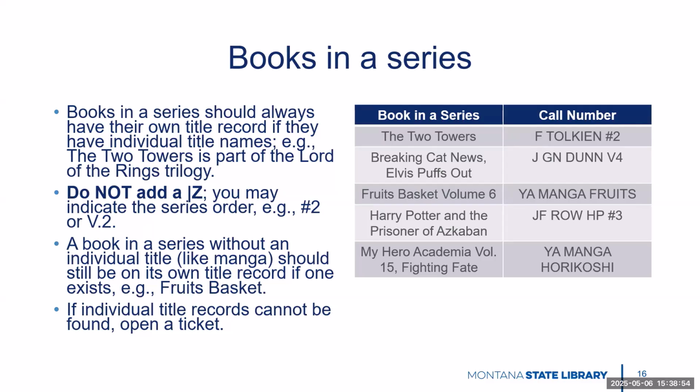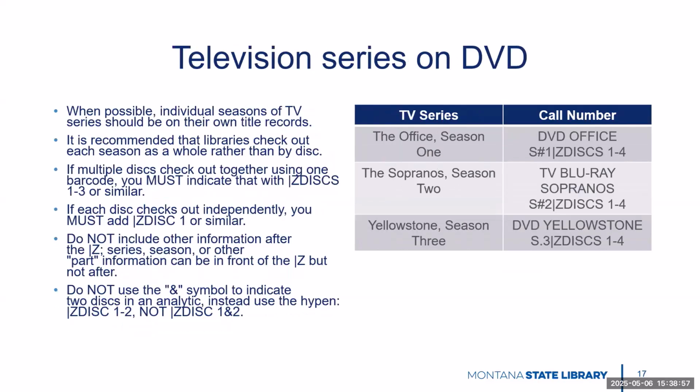Okay. And finally, television series on DVD. If you have these, when possible, individual seasons of TV series should be on their own title records. This is easiest for patrons to find and understand. And it's recommended that libraries check out each season as a whole rather than breaking it into individual discs. Again, because it's easier for patrons to understand. And it also reduces complications with volumes and discs that we've run into in the past.